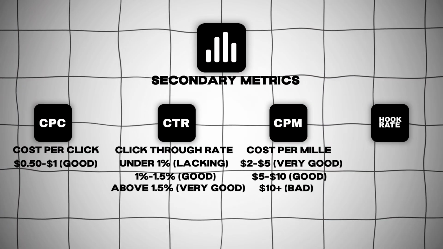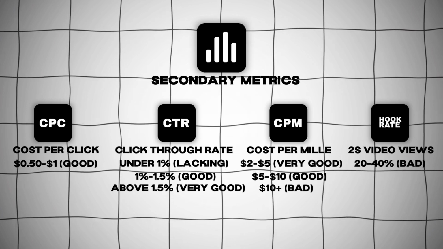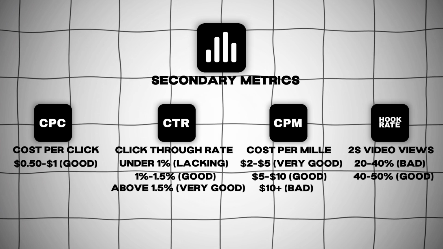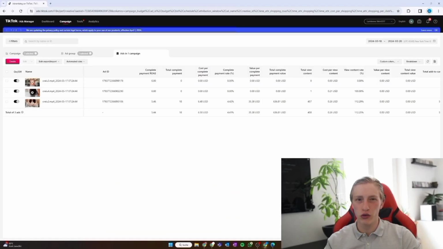But the CPM can strongly depend on factors like niche, competition, and so on, and also external factors like inflation. Lastly, the hook rate, so the 2-second video views per impression, 20 to 40% should be improved. 40 to 50% is good, and 50% and above is very good. Now you generally know what you should aim for with your secondary metrics.